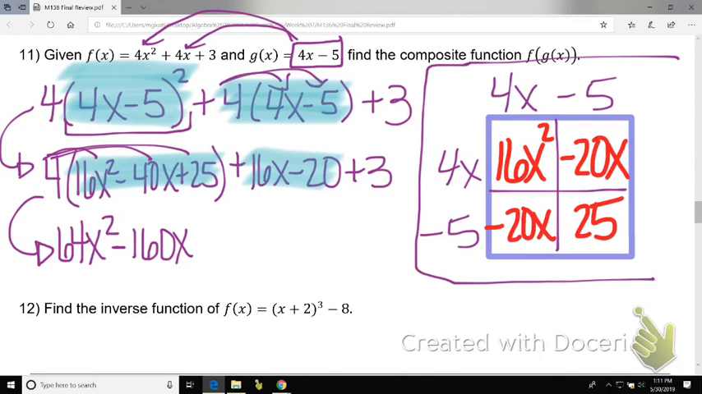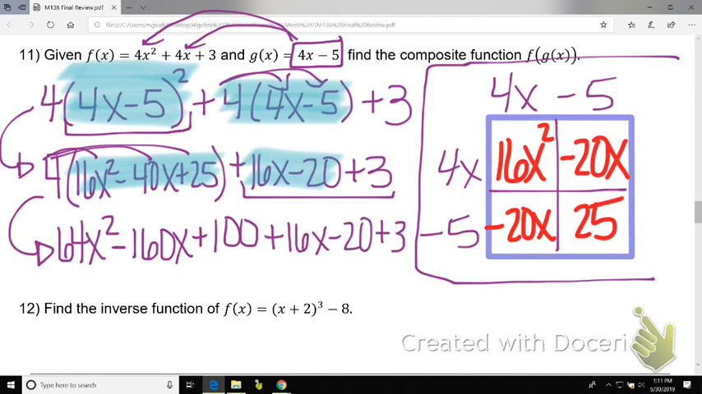Which would be negative 160x. Is that right? Okay. And then 4 times 25 is 100. And then everything else that's up here, we can just bring down, because the last thing we're going to have to do is go through and combine all of our like terms, right? And then we'll be done.